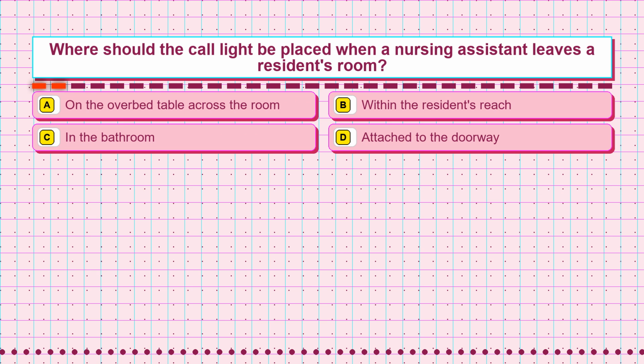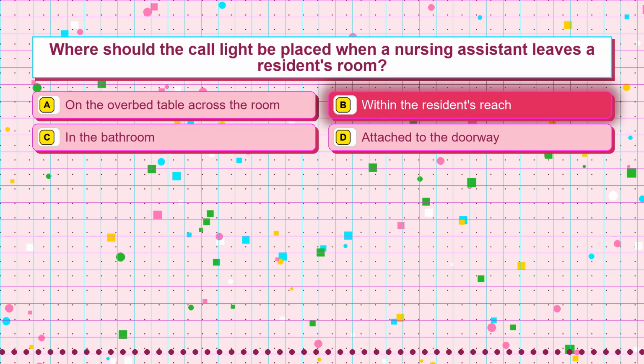Question 16. Where should the call light be placed when a nursing assistant leaves a resident's room? Option A, on the overbed table across the room. Option B, within the resident's reach. Option C, in the bathroom. Option D, attached to the doorway.